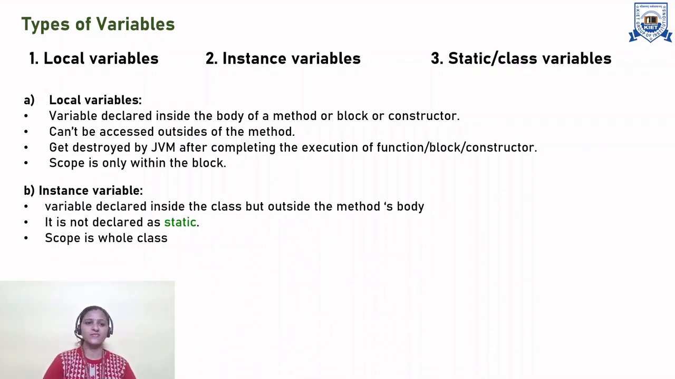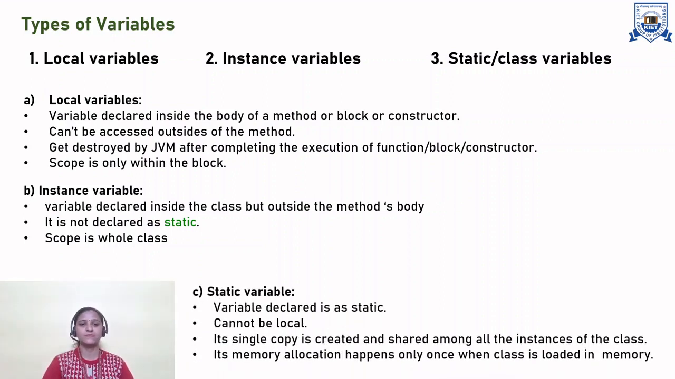The next one is instance variable. Such variables are declared inside the class but outside the method's body. It is not declared as static and its scope is the whole class. And the static variables are such variables that are declared as static, and cannot be local. A single copy is created and shared among all the instances of the class. Remember, its memory allocation happens only once when the class is loaded in the memory.